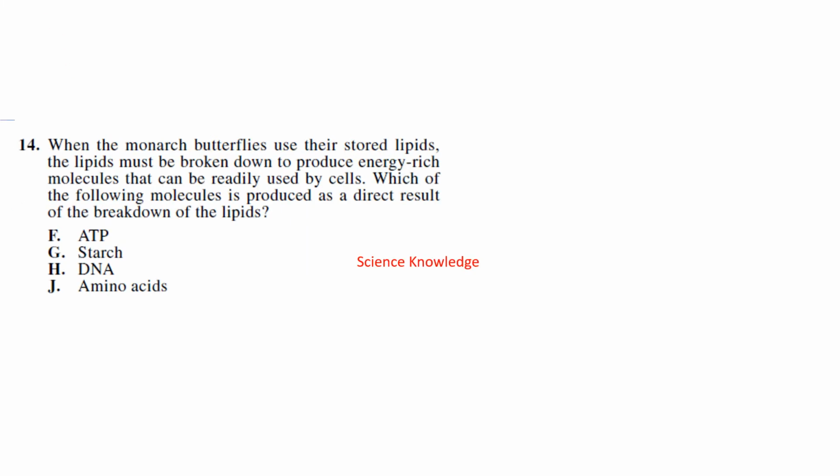When monarch butterflies use their stored lipids, the lipids must be broken down to produce energy-rich molecules that can be readily used by cells. Which of the following molecules is produced as a direct result of the breakdown of lipids? This is a science knowledge question that you either know or you don't know. And so the answer is ATP. You're going to have somewhere between 2 and 4 questions either about science knowledge or science process on the test.